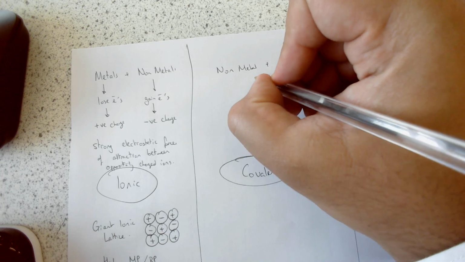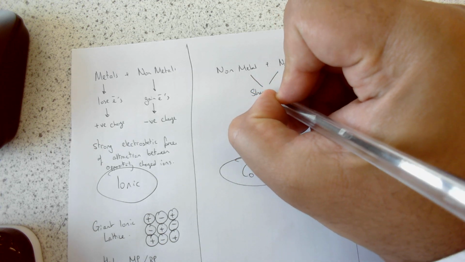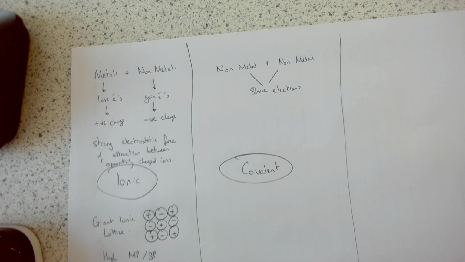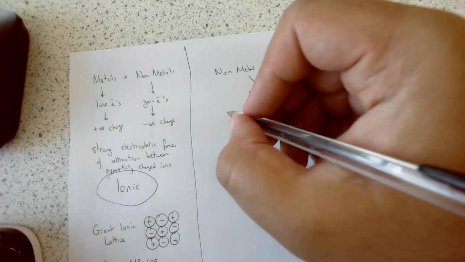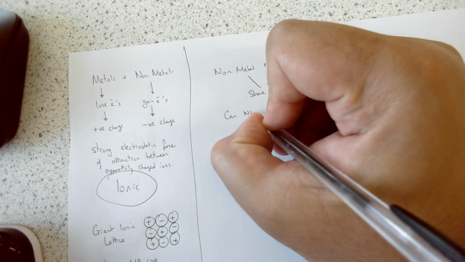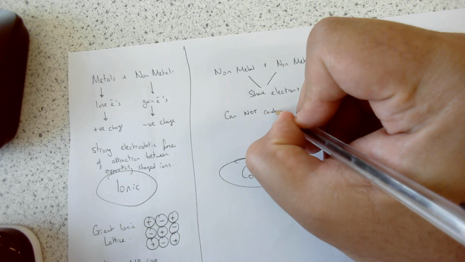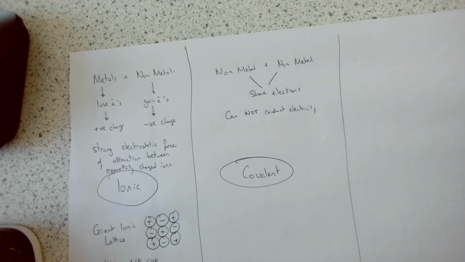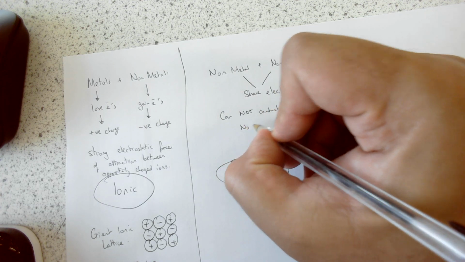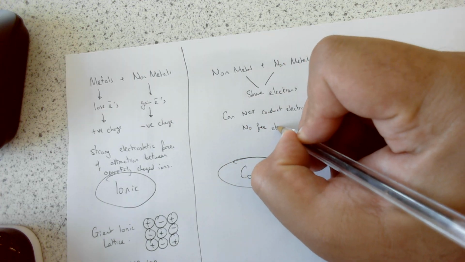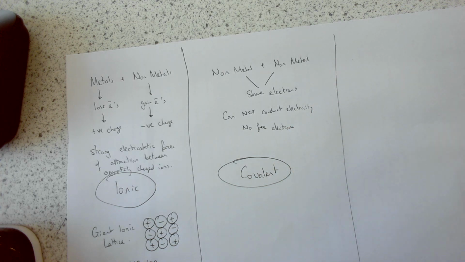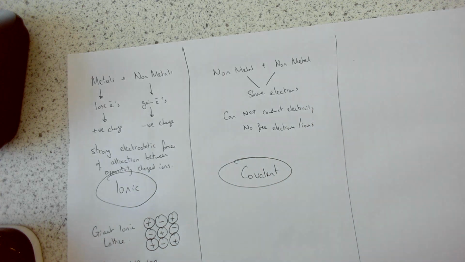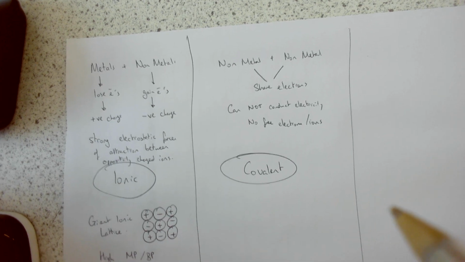What do they do? They both share electrons, and most of the time these ones cannot conduct electricity. Why? They have no free electrons, and these things aren't ions. They don't have ions either. So I'm writing no free electrons or no ions.